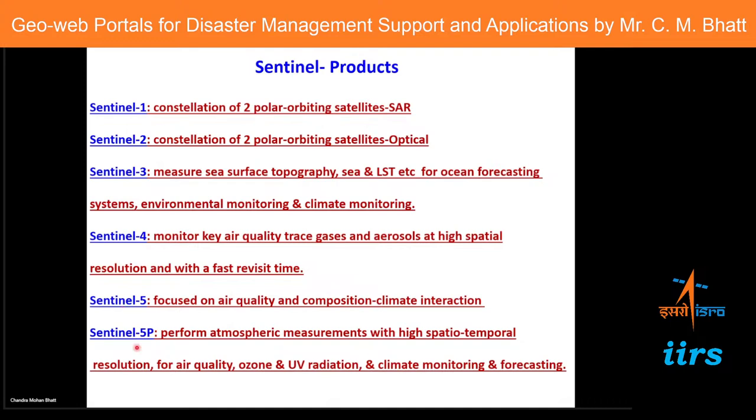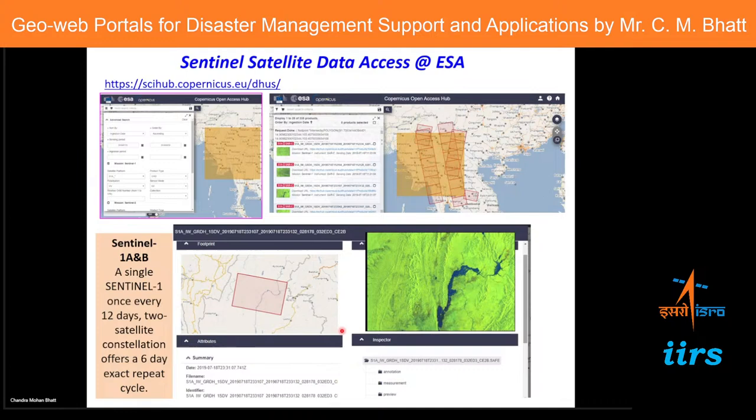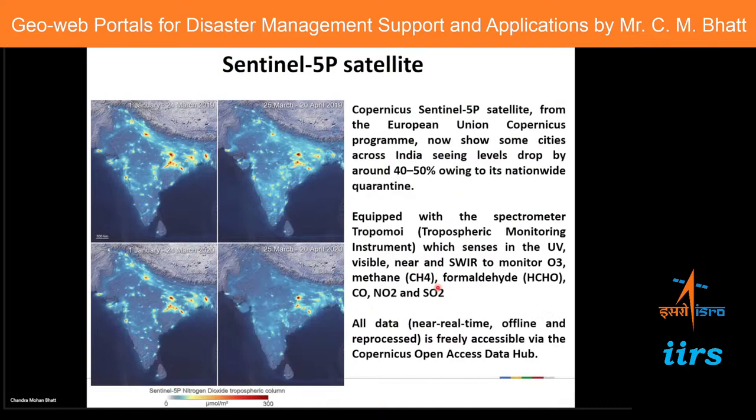Sentinel-5P also focuses on air quality. You can go to these products. This is the Sentinel site where you can download, for example, the Sentinel-1A and 1B products. You can give the date you are interested in and what kind of product you want, and you can download the images. It will show you the browse and the path, whether it is falling over your area or not. You can download these images to your machine for analysis.